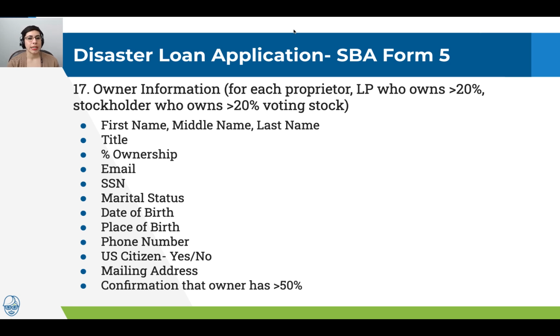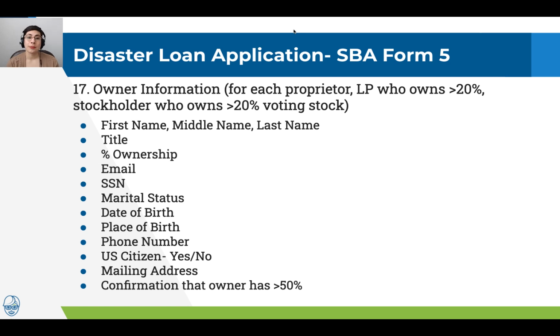So what's your first name, middle name, last name? What's your title in the business? What's your percentage of ownership in the business? What's your email? What's your social security number? What's your marital status? What's your date of birth, place of birth, phone number, U.S. citizen, yay or nay, what your mailing address is, and then at the end you will confirm if you are an owner that has 50% ownership in the business.